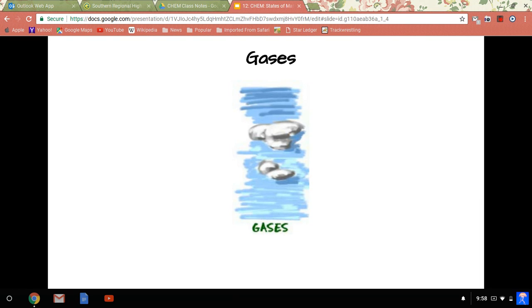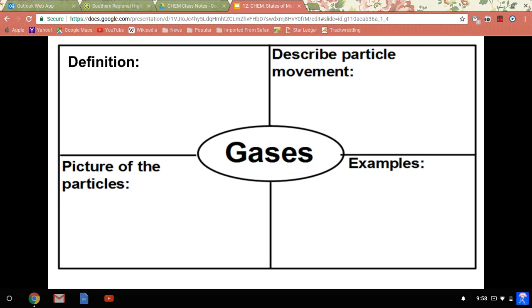All right, and then our last state of matter that we're talking about today is gases. Once again, fill out the definition, describe how those particles move, give me a picture of the particles, and give me some examples.